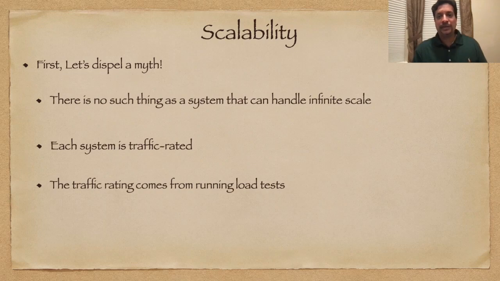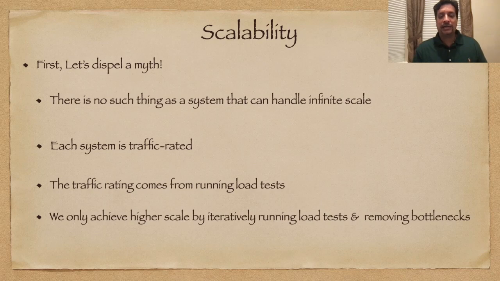Many believe that by moving to Amazon or some other hosted platform, you can achieve this type of goal. But the reality is that each account has some sort of limits on it, so your traffic will be capped. In essence, each system, no matter where it runs, is traffic rated. The traffic rating comes from running load tests. We only achieve higher scale by iteratively running load tests and removing bottlenecks.